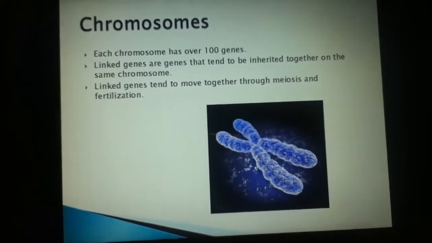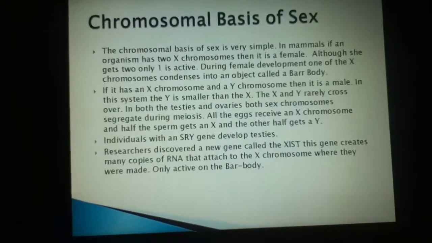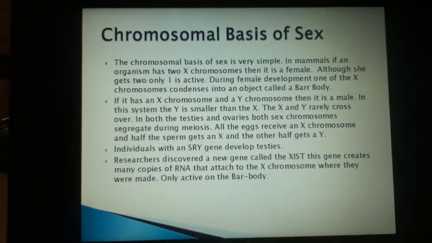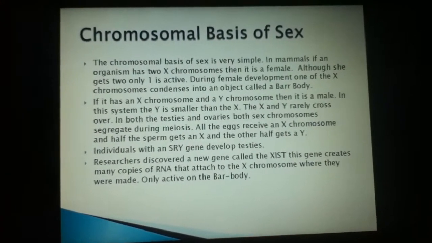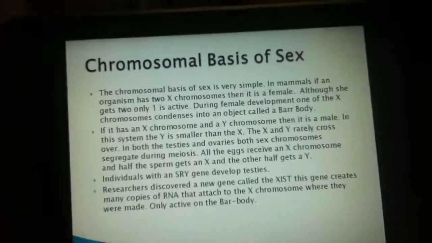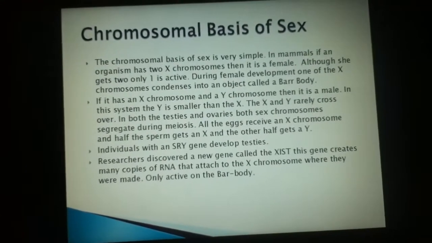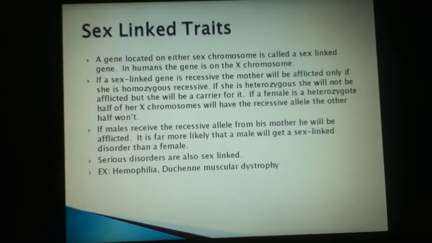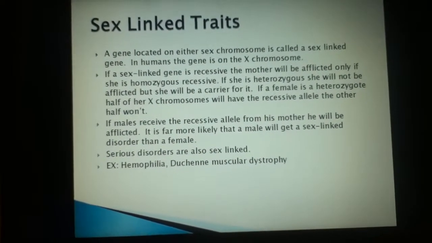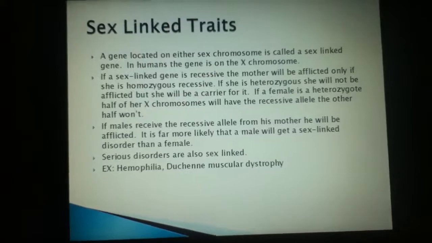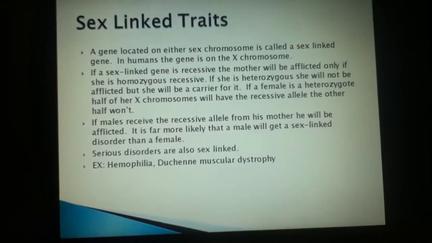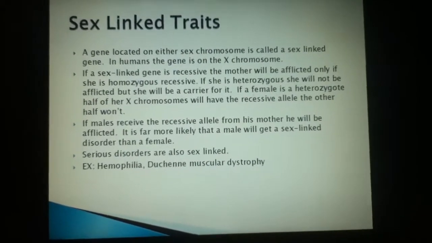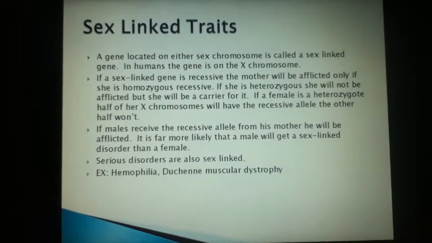Chromosomes carry genetic material and are found in the nucleus in the eukaryotic cell. In mammals, if an organism has two X chromosomes, then it's a female, and if it has an X and a Y chromosome, then it's a male. Both sex chromosomes segregate during meiosis. Individuals with an SRY gene develop testes. A gene located on either sex chromosome is called a sex-linked gene. It is far more likely that a male will get a sex-linked disorder than a female.